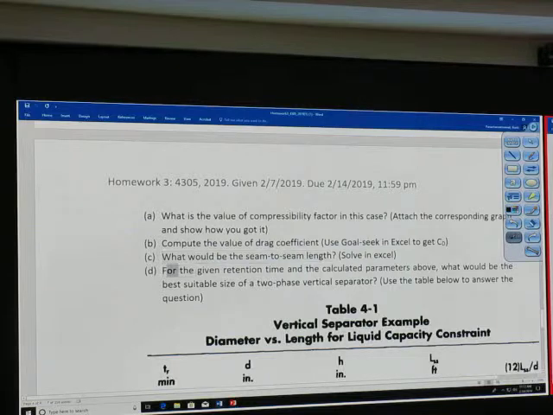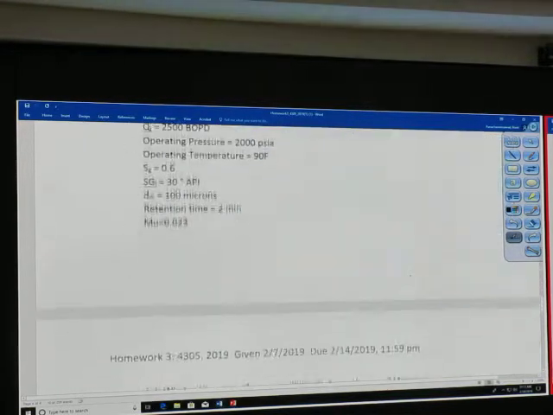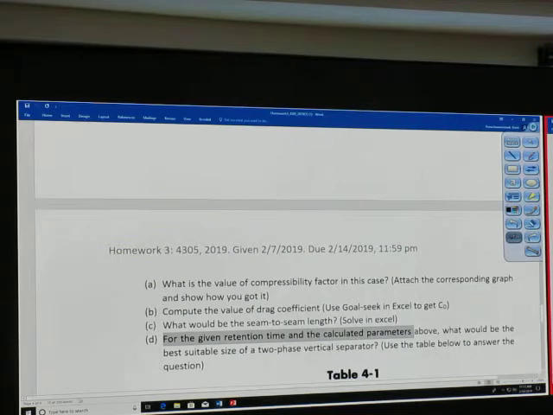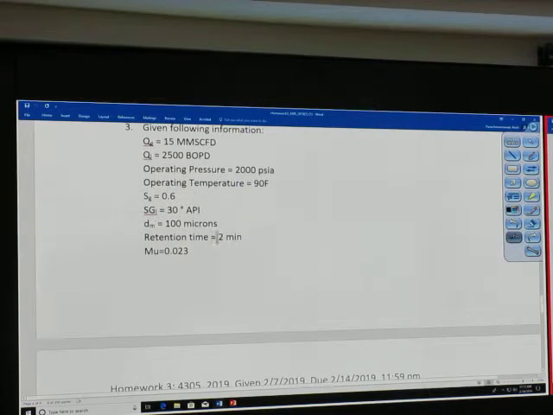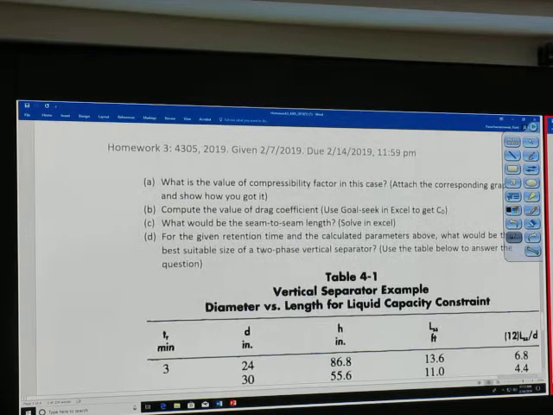And question B: for the given retention time and the calculated parameters above, what would be the best suitable size of a two-phase vertical separator? So the retention time that we give is 2 minutes, right? And the calculated parameters that we get from A, B, and C. So first we have to do question C.